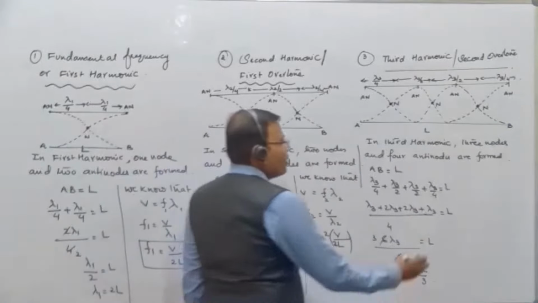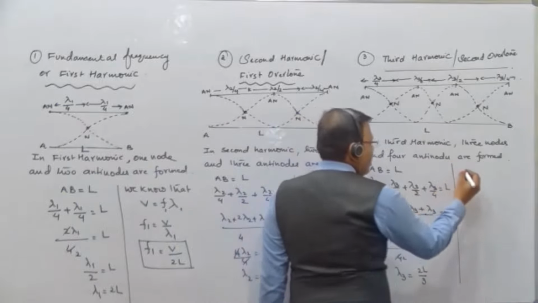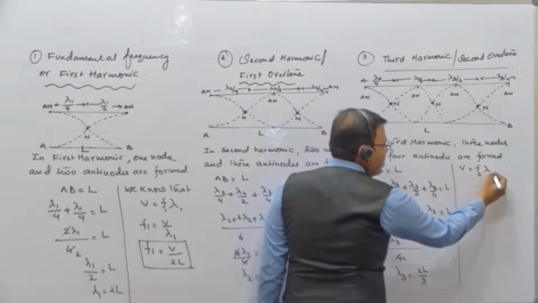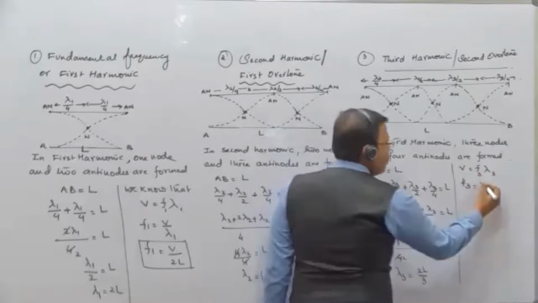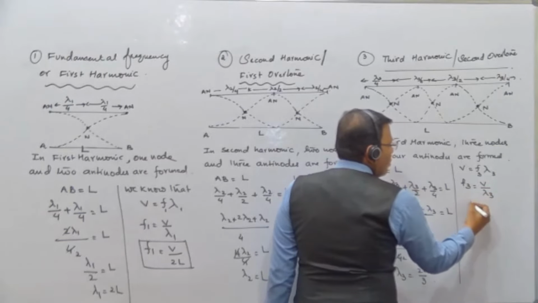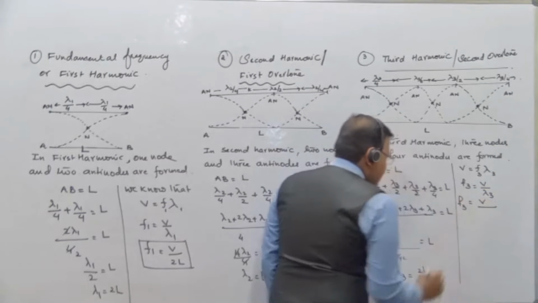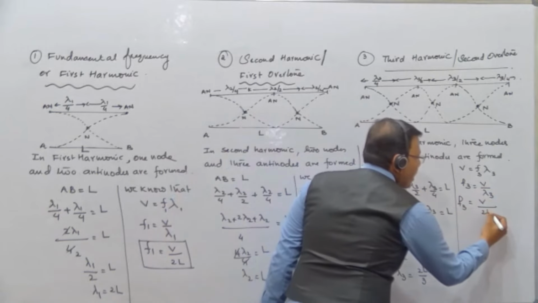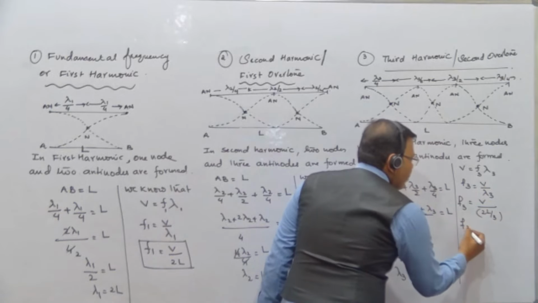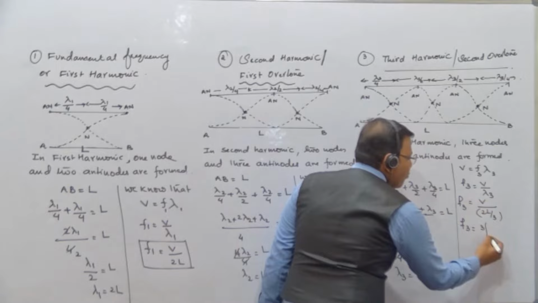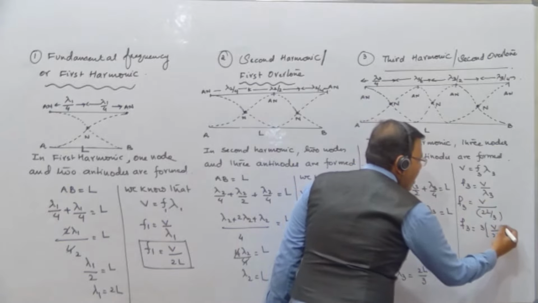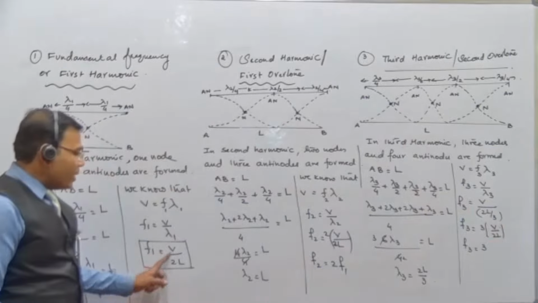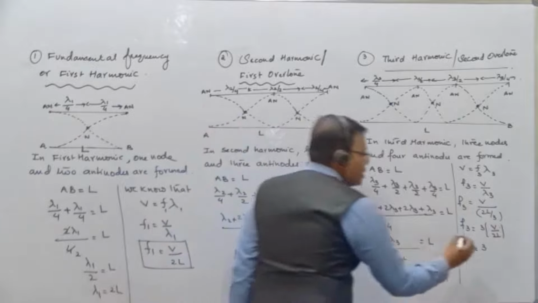The same process we follow here. What we are going to write is again V equals F lambda. So this is for the third one. F3 is equal to V by lambda 3. What is V? V as it is, and lambda 3 is 2L by 3, so I will write 2L by 3. Now F3 is equal to 3 times V by 2L. And you know, students, this is 3V by 2L. Already we have calculated V by 2L as F1. So therefore I'll write here F1.